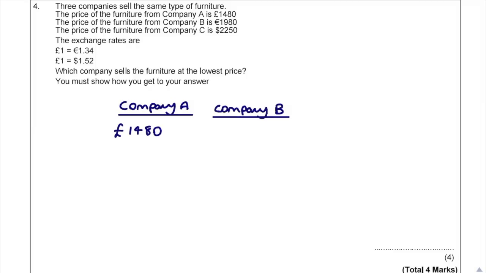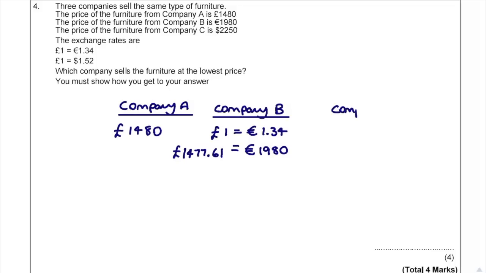Now, Company B, the price of their furniture is €1,980. Well, if we know that £1 is equal to €1.34, then we're saying how many pounds is €1,980 worth? So in order to work that out, we need to do 1,980 divided by 1.34 on our calculator, and you should get an answer of £1,477.61 to 2 decimal places.